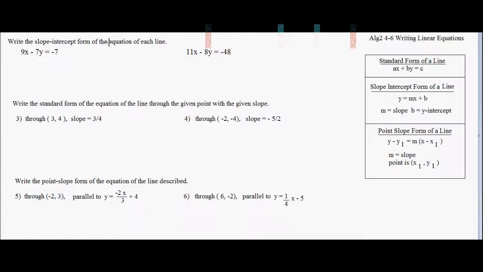So let's begin. I'll take blue. So write the slope intercept form. We've done this a number of times. What I'm going to do is move the 9x over. So I'm going to subtract 9x from both sides. Okay, oops, x. So I get -7y equals -7 minus, ugh, well, that's not good.